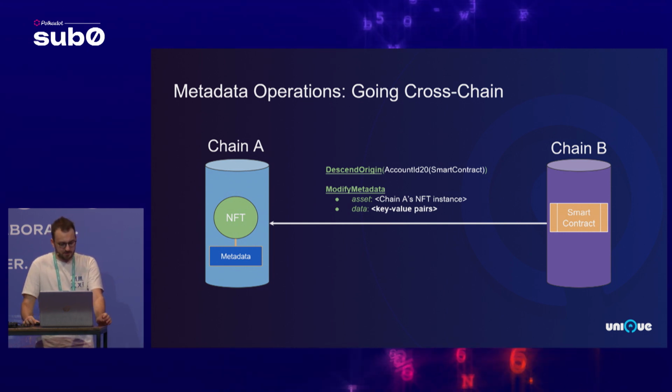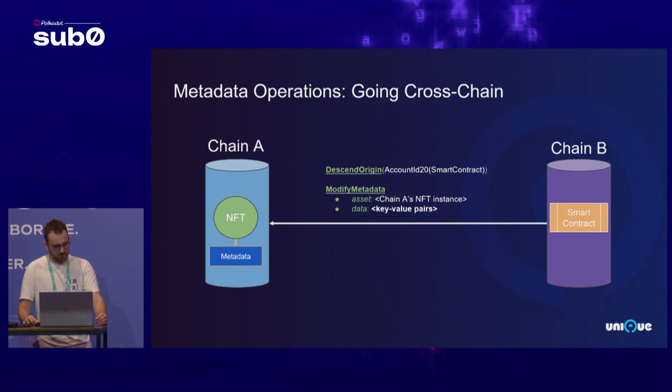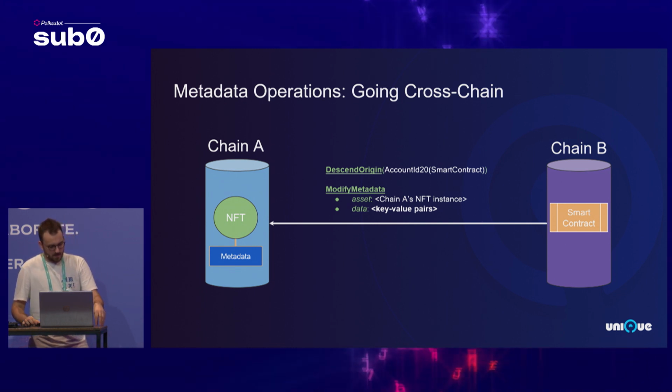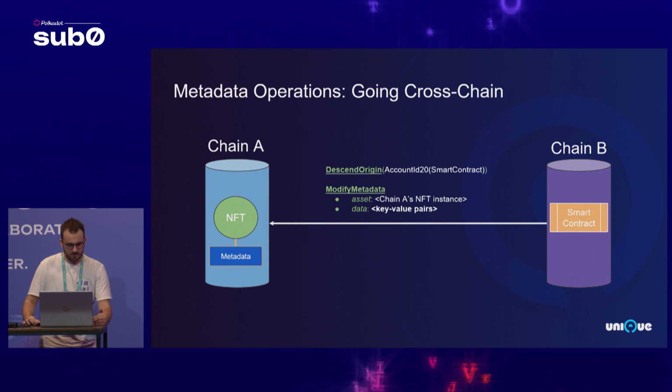Chain A, during the execution of the modify metadata instruction, will verify that the XCM message origin was approved by the NFT owner. This way, we can allow NFTs to participate in engagements outside their native chains, expanding the NFT's applicability and interoperability in the ecosystem and beyond.